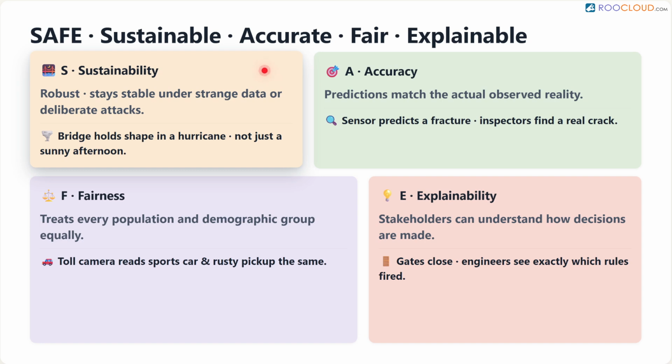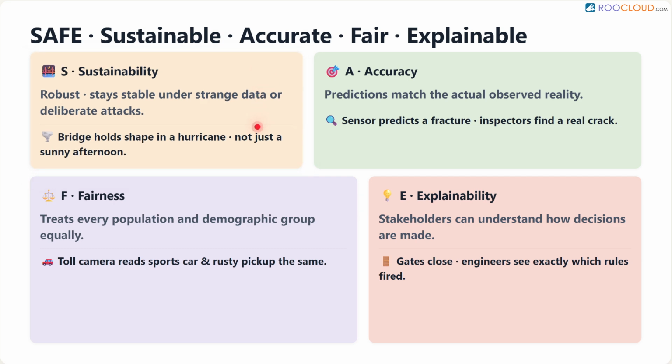The S stands for sustainability. This means the program is robust and stays stable even if it encounters strange data anomalies or deliberate cyber attacks. Imagine building a suspension bridge. It needs to be sustainable enough to hold its shape during a massive hurricane, not just on a sunny afternoon.